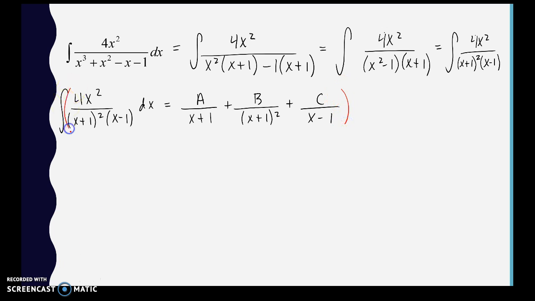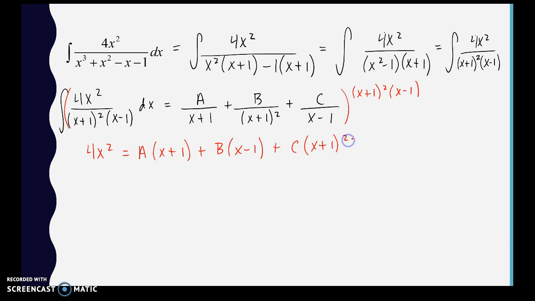Let me multiply my entire equation by my common denominator. So I'll have 4x squared. Only one x plus 1 will cancel, so a times x plus 1. Next, my b will be multiplied by x minus 1. And then c, I'll have x plus 1 squared left.